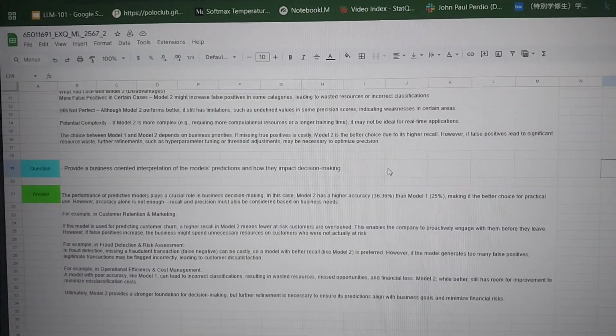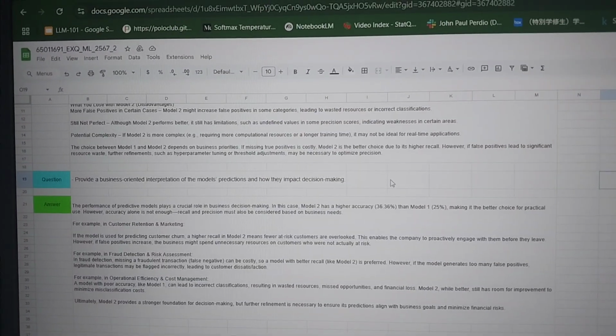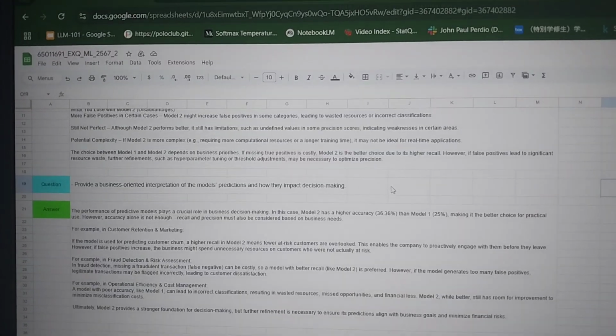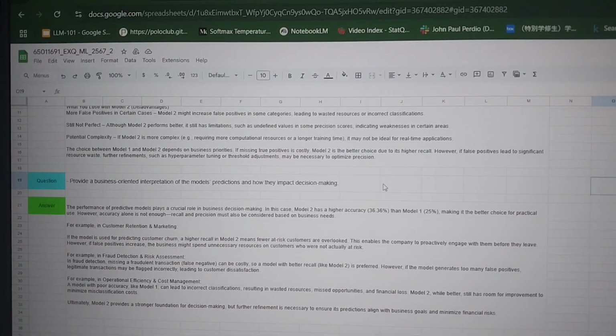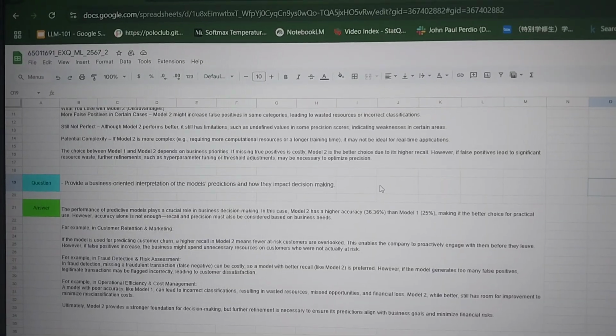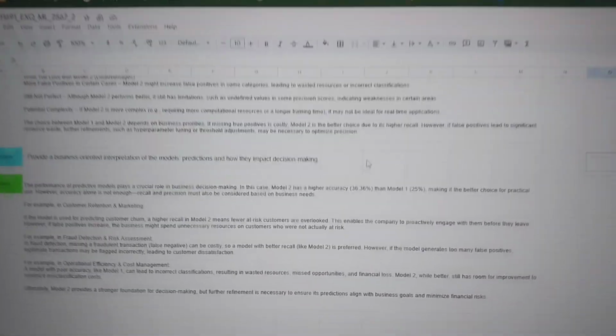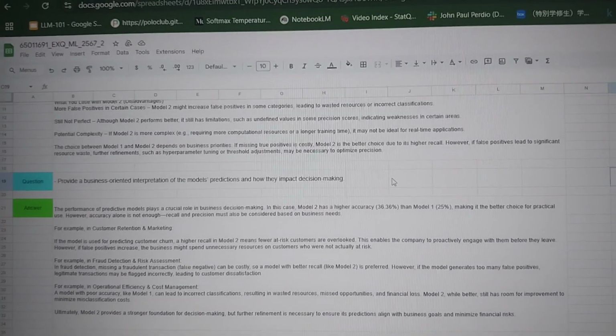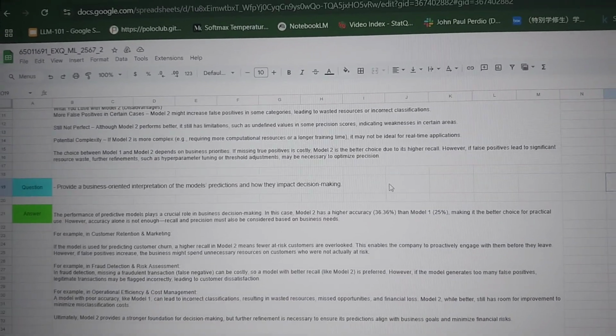Fewer at-risk customers are overlooked. This enables the company to proactively engage with them before they leave. But if false positives increase, the business might spend unnecessary resources on customers who are not actually at risk. So there are also examples in fraud detection, risk management, operational efficiency, and cost management.